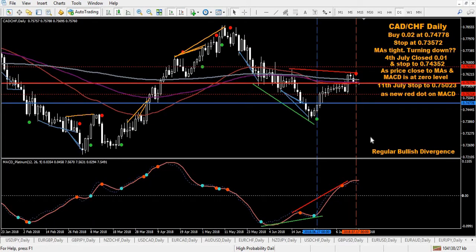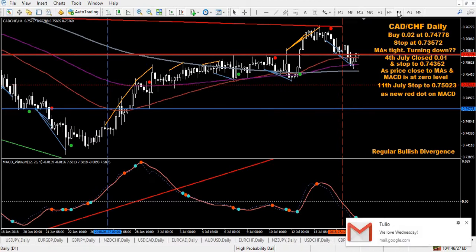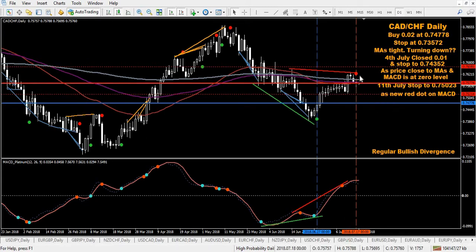CAD Swiss. Righto, we're in a buy back here. This morning again I've moved my stop up to this level here on the buy. I've already closed half. Stop's up to 75214, so it's just below these lows here. All I do is go to the 4-hour chart and have a look at the fractals there and just bring it up.